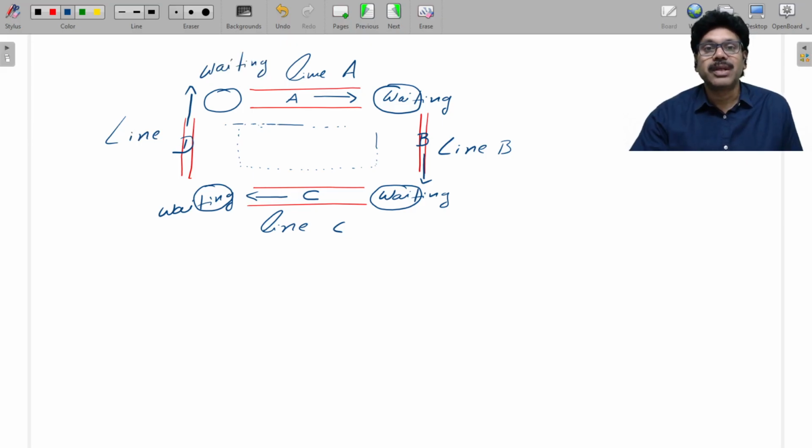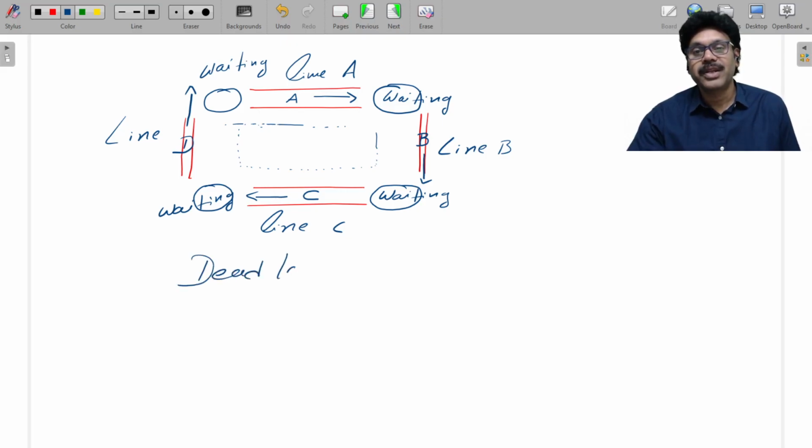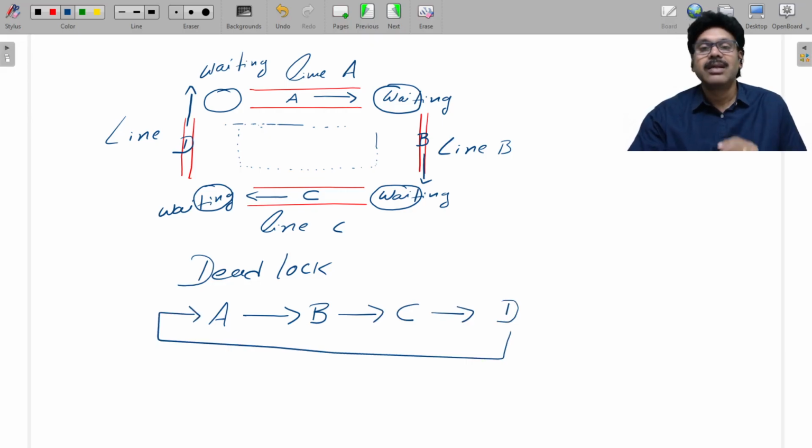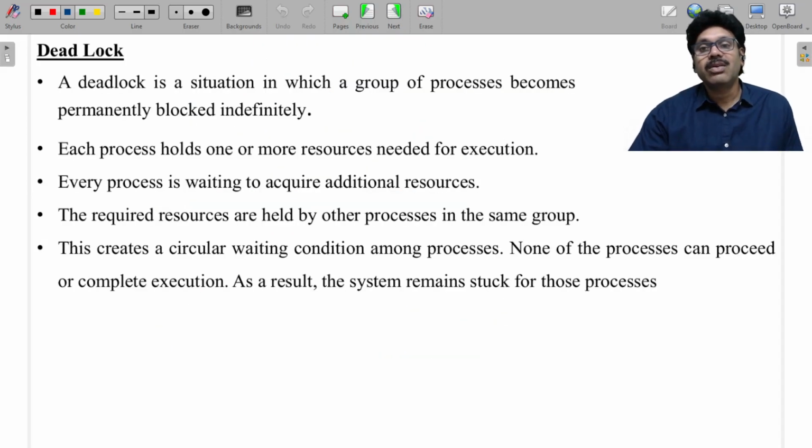If the vehicles are moving, no issues. If there is any blockage, then the issue becomes bigger. So this concept is called deadlock. They are waiting for each other in a circular wait fashion. What is the meaning of circular wait? A is waiting for B, B is waiting for C, C is waiting for D, and D is waiting for A. This is a generalized example with a four-corner road. So a deadlock is a situation in which a group of processes becomes permanently blocked indefinitely.